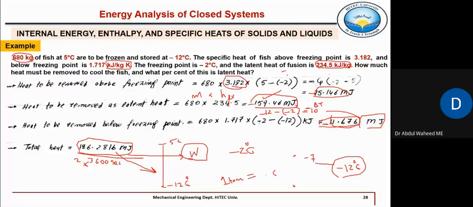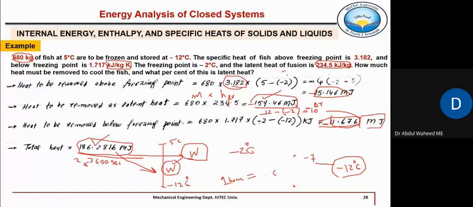So depending upon our requirement, this is the total amount of heat to be removed. Now it's up to us whether we want to remove this heat in 1 hour, 2 hours, 3 hours or 4 hours. Accordingly, the total wattage will be reducing.